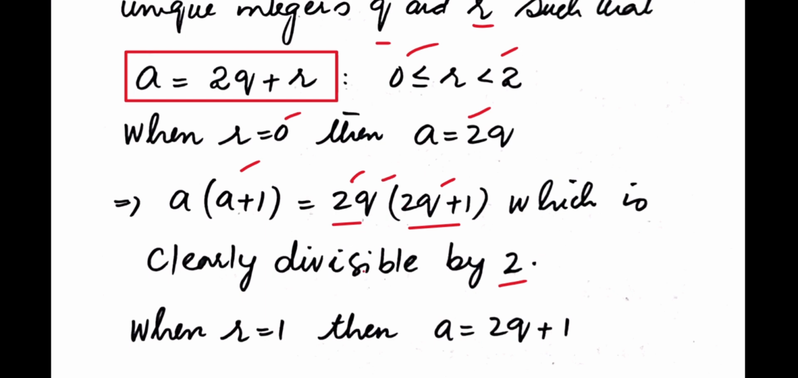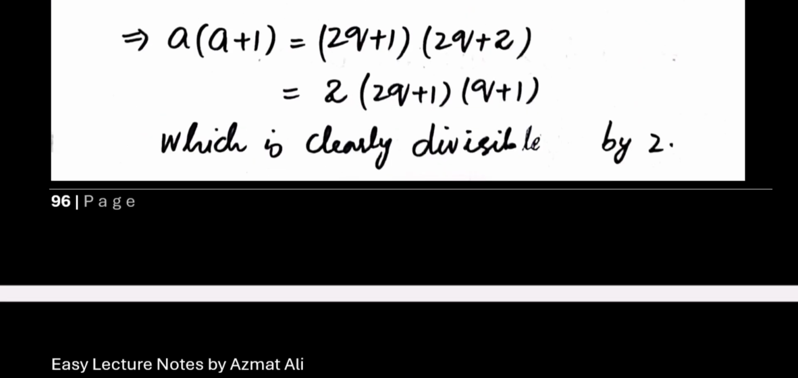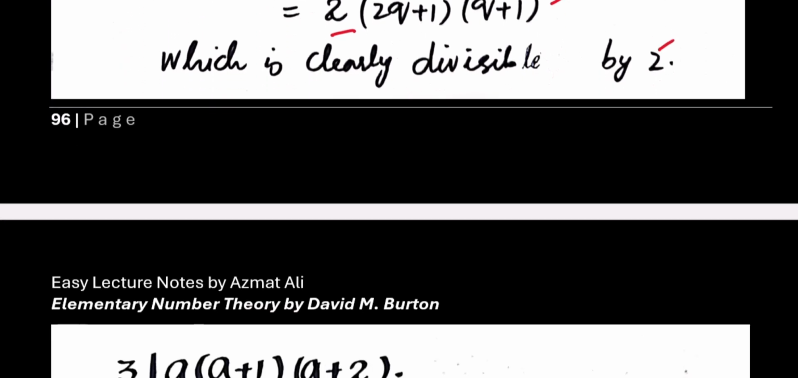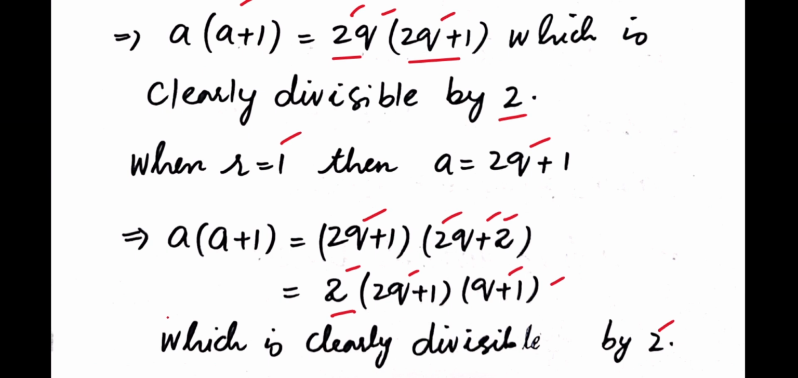Next, when your remainder r is 1, then a has the form a is equal to 2q plus 1. Substituting this value of a is equal to 2q plus 1, again in this product, we have 2q plus 1 and 2q plus 2. By taking 2 as a common factor from this bracket, we have 2 into 2q plus 1 into q plus 1. Again, this is a multiple of 2, that is an even integer, which is clearly divisible by 2. So in both cases, you can see that 2 divides this product.